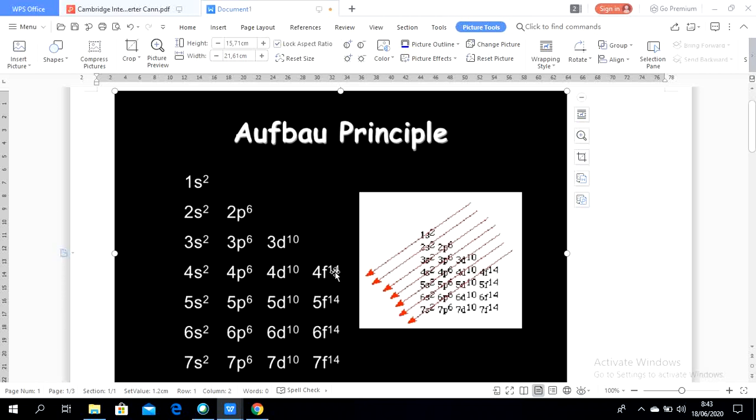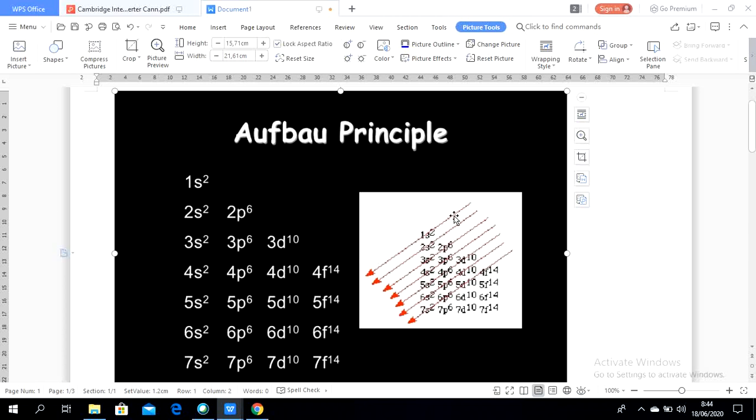How do we write the electronic configuration? By using this diagram of arrows. So this starts from 1s2 and then 2s2, then 2p6, 3s2, then 3p6, 4s2, then 3d10, 4p6, 5s2, and then 4d10, 5p6, 6s2, and then 4f14, 5d10, 6p6, 7s2. So this continues, and the line has to be diagonal.